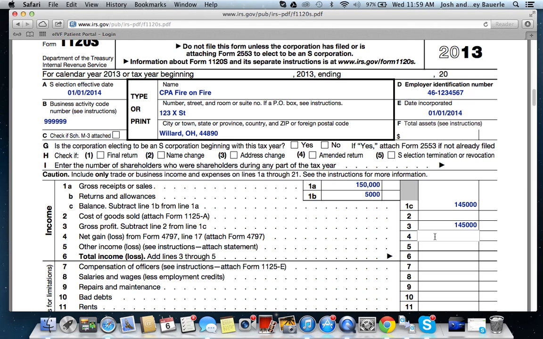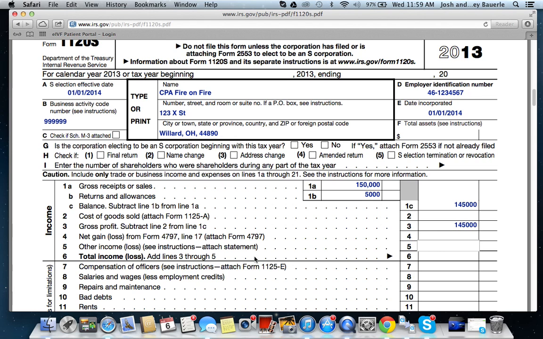All right, net gain or loss from Form 4797. This is where it gets a little tricky. This is if you sold an asset. So let's say you had machinery that you sold or something that you were depreciating in the past that you then sold. You could have a gain or loss from that, and you're going to report it here. This is why I always recommend using a CPA to do this and not do it yourself. But if you don't have anything on line 4, then don't worry about it. We're not going to put anything here.